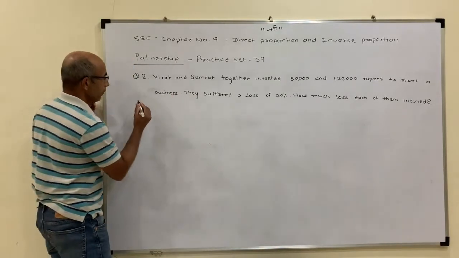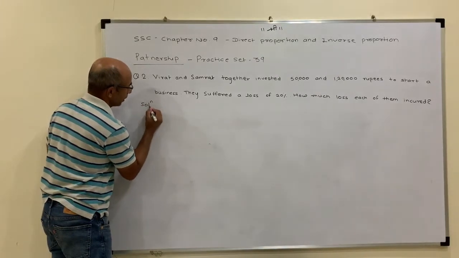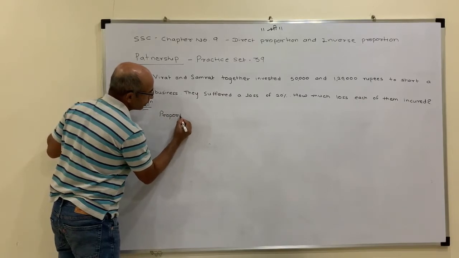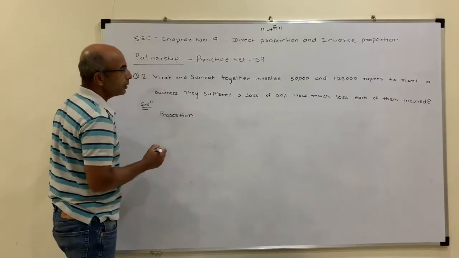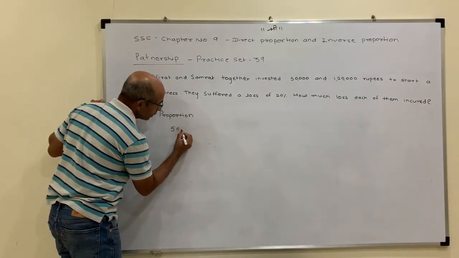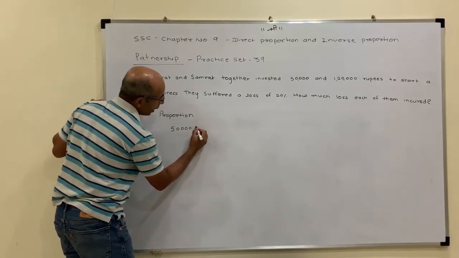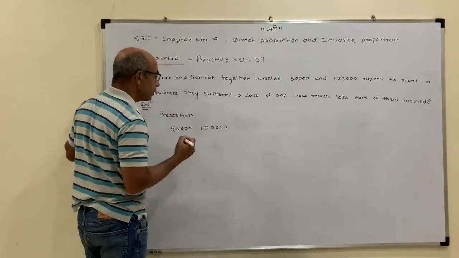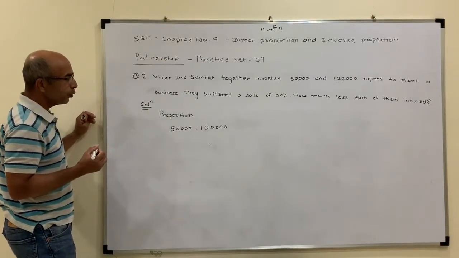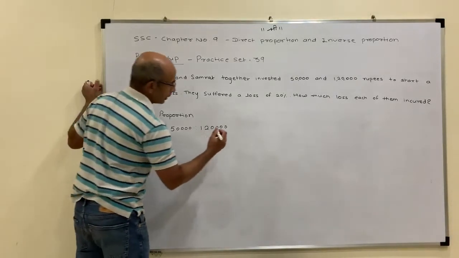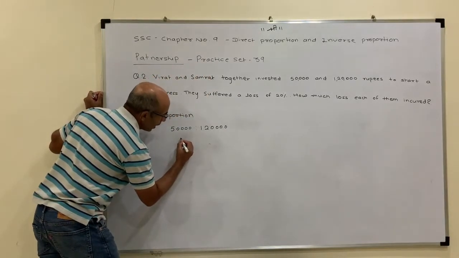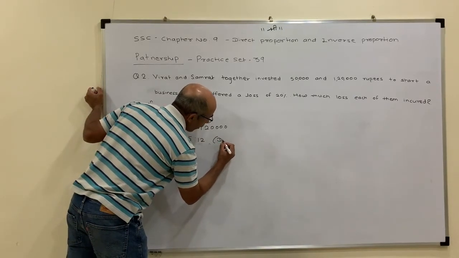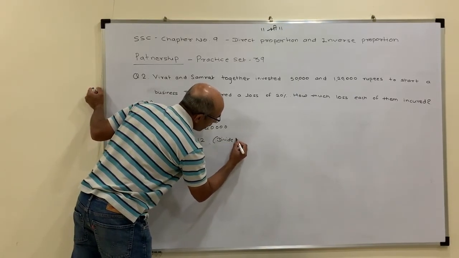So now, first, proportion. What's the proportion? 50,000 as to 1,20,000. So now, if I divide both sides by 10,000, my ratio will be 5:12. I write here: divide by 10,000.